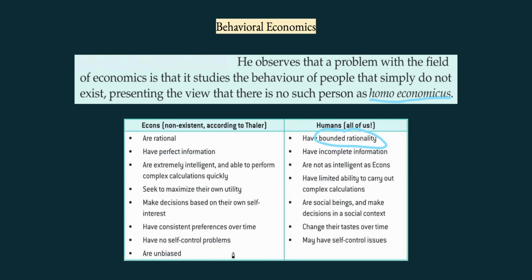Econs say they have no self-control problems. So in terms of demerit goods like alcohol or cigarettes, some people just have to keep buying them because they're impulsive, okay? So that's what makes us human, is that we may have some self-control issues, whereas econs don't, and they know how to limit themselves to certain goods. Also, that they are unbiased. They're not swayed by what other people say, by what celebrities say, or by other people's opinions, whereas we most certainly are.